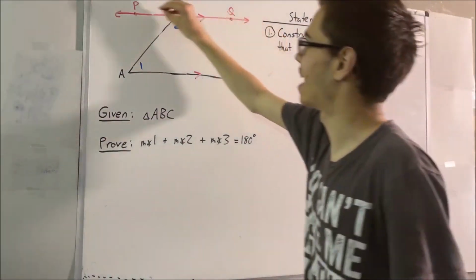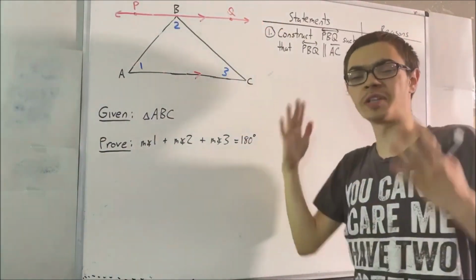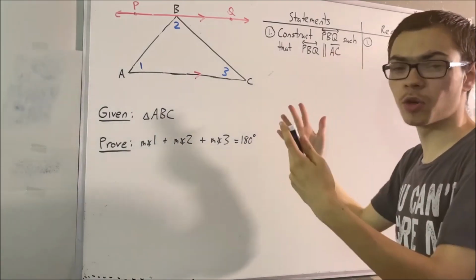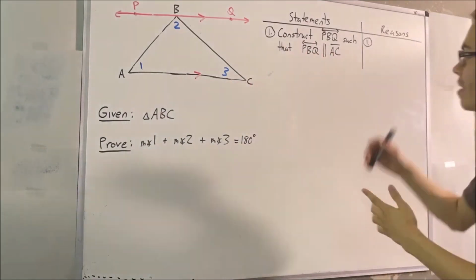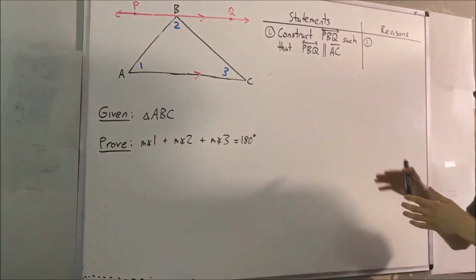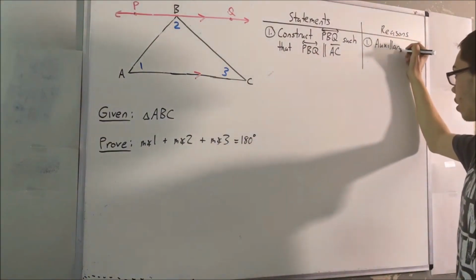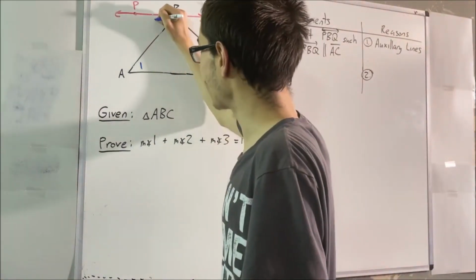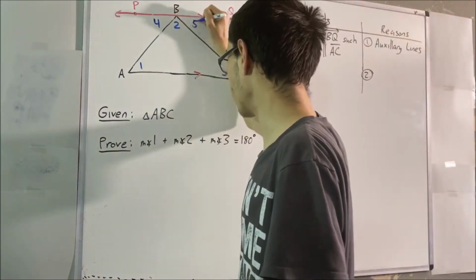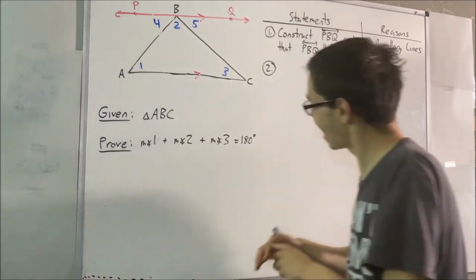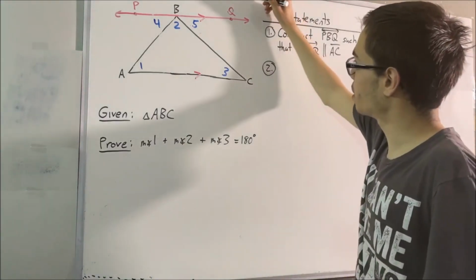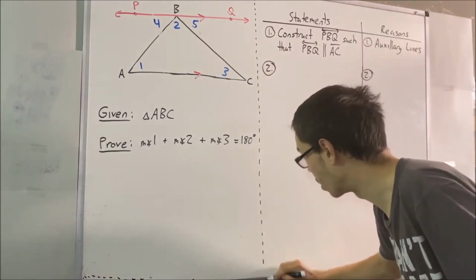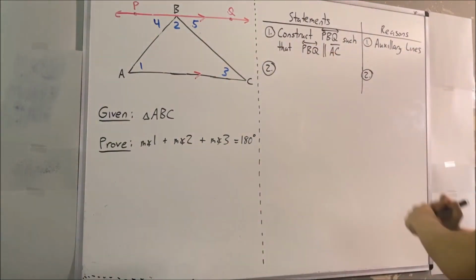Now, this line is what we call an auxiliary line because it's a line that wasn't already here when we first started the proof. And so that's the justification I'm going to write for this step. Auxiliary lines. Now, before we move on, I'm going to call this angle angle 4, and I'm going to call this angle angle 5. And just to be organized, I'm going to separate my statements reasons table from what we have on the left side of the whiteboard, so it looks a little bit nicer.